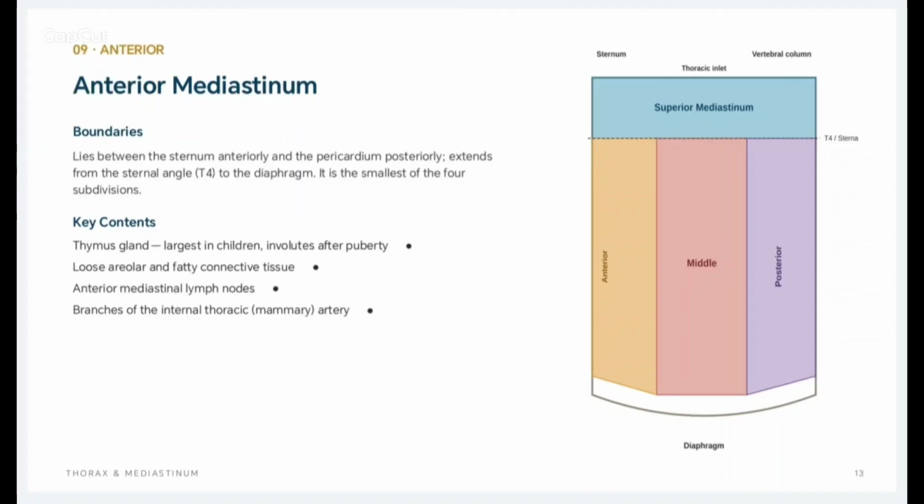Next is the anterior mediastinum, which is the smallest of the four subdivisions. It is located between the sternum anteriorly and the pericardium posteriorly, extending from the level of the sternal angle down to the diaphragm. Its contents vary significantly with age.